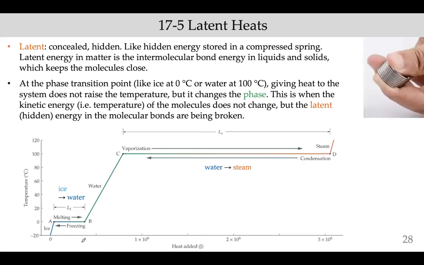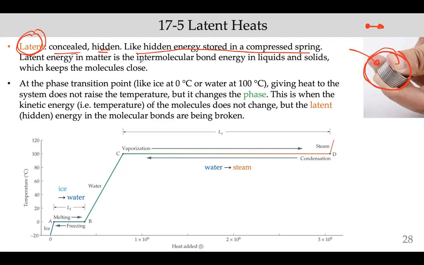Okay, now we move to the next section, which is about latent heats. The word latent means concealed or hidden, like hidden energy stored in a compressed spring. Here, the energy is stored. It's latent in the sense that you don't really see it. It's not like kinetic energy, where you see particles moving. As I showed you in the animations, you can say easily that there's some energy right there because they're already moving. Here, there's really no movement, but there is still energy stored. That's why it's called latent. It's kind of concealed or hidden.